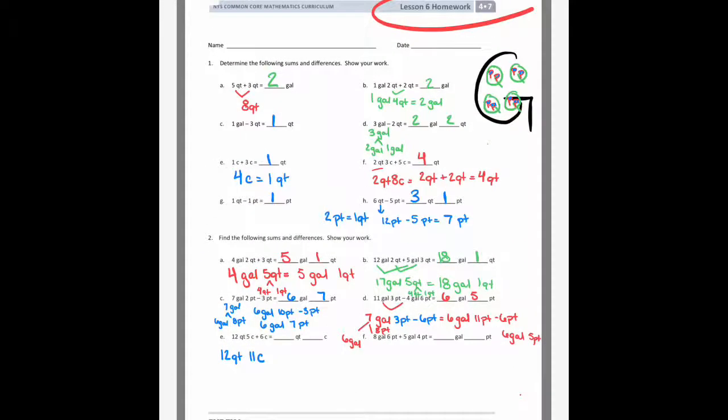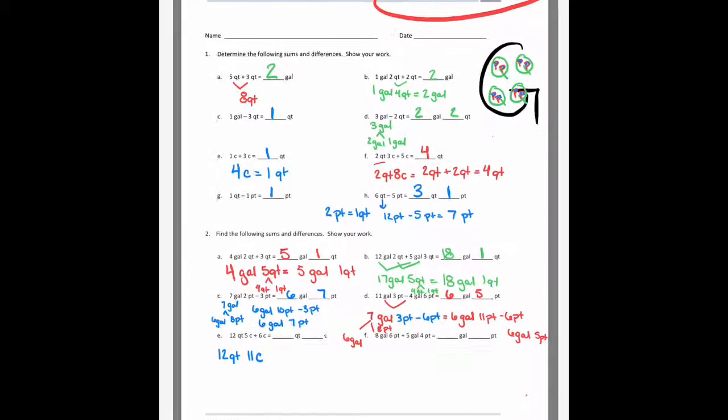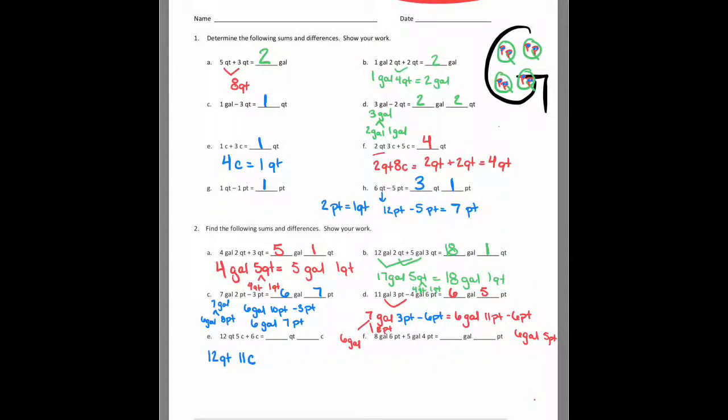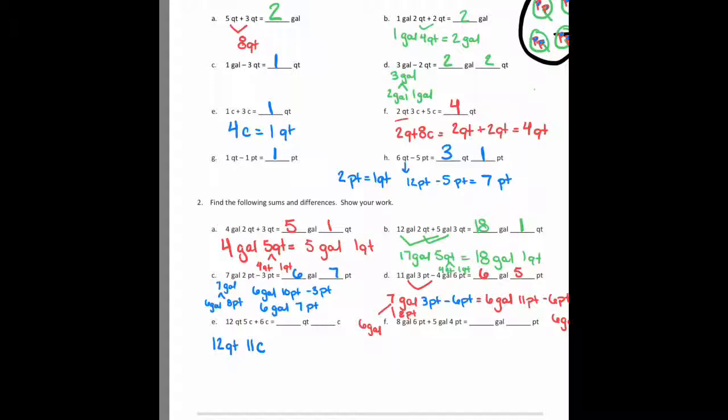Well, 11 cups, if we go back up to our big G, let's look at that. There's 4 cups in a quart. So if I pull out 8 cups, that's the same thing as 2 quarts. And then I'll have 3 cups left over. And so altogether, when I add those quarts, I'll get 14 quarts and 3 cups.